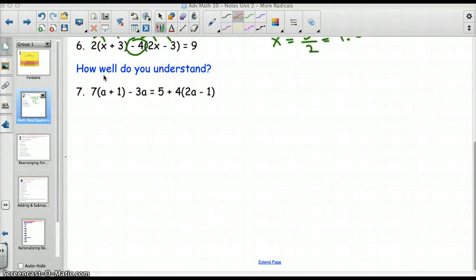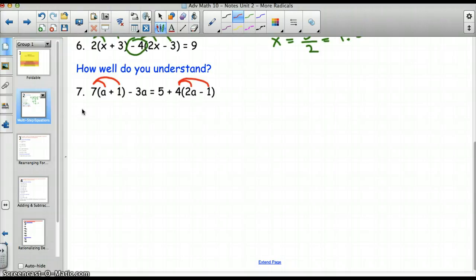Alright, there are a lot of things going on in this problem. First, we have to distribute the 7 to the a and to the 1. And over here, I'm going to distribute the 4 to the 2a and to the negative 1. So I end up with 7a plus 7 minus 3a equals 5 plus 4 times 2a is 8a, and 4 times negative 1 is minus 4.